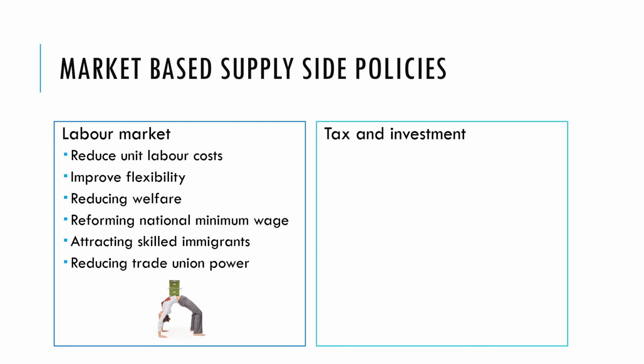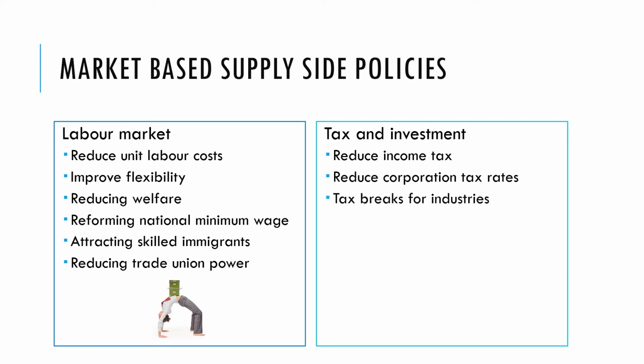There are also some market-based policies to do with tax and investment. Reducing income tax would again lower potentially the costs to business and encourage an increased scale of production. Likewise, reducing corporation tax would enable businesses to generate more profits, which they could then invest and expand and produce more. Providing a reduced tax for certain industries would give an incentive to produce more. For example, in the UK, the film industry receive tax breaks from the government.